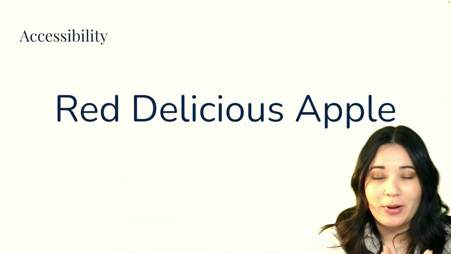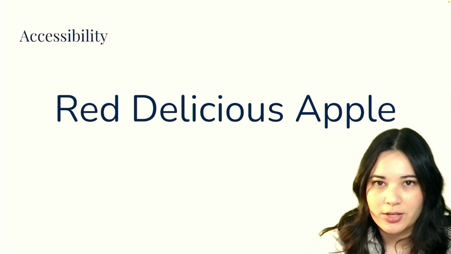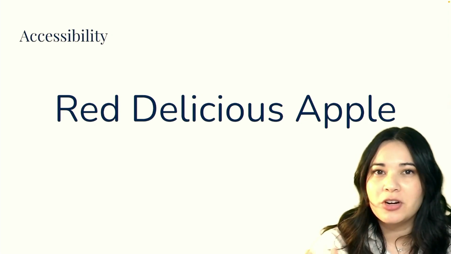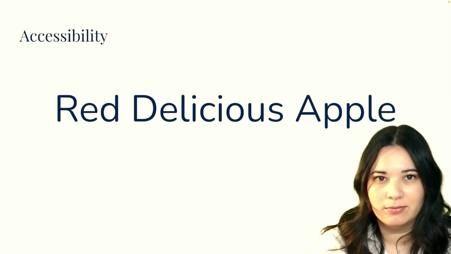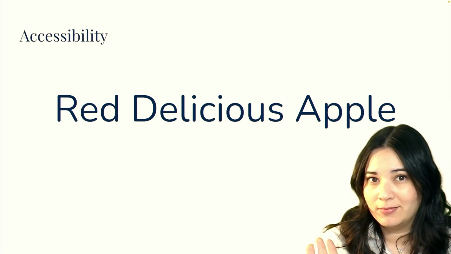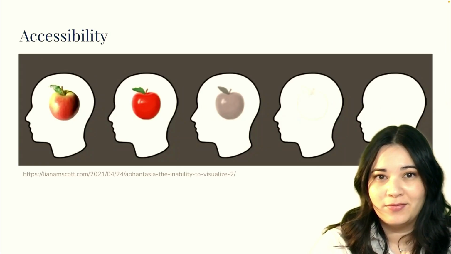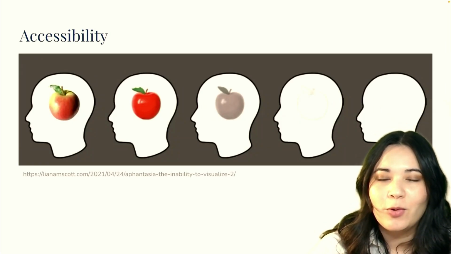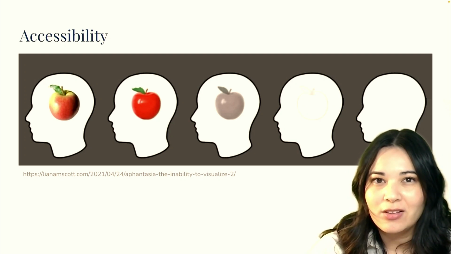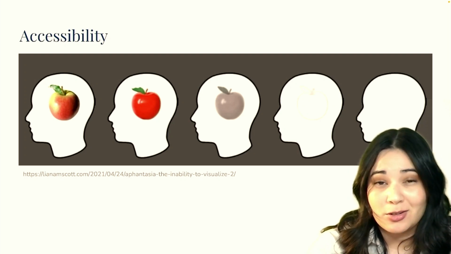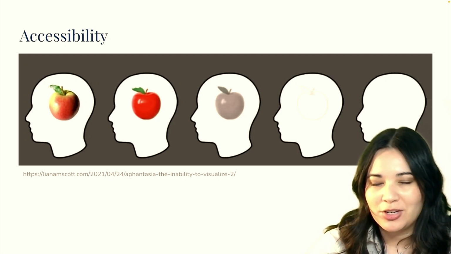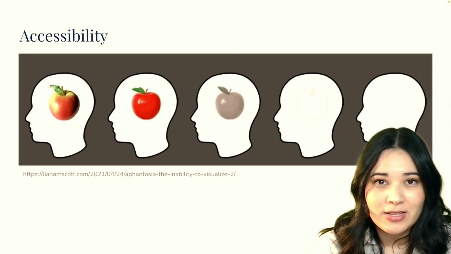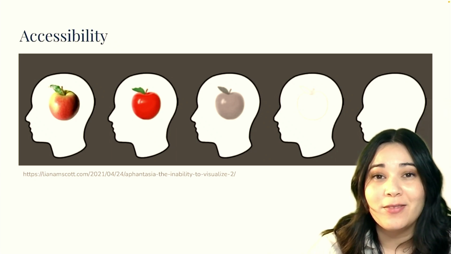I want to tell you about a tweet that went viral a few months ago. But before I do, I want to give you a second to just picture a red, delicious apple. Okay, so now that you're picturing the red, delicious apple, I want you to take a second to look at this scale and see which point on the scale best matches what you were seeing in your head. On the right-hand side of the scale, we have complete aphantasia.